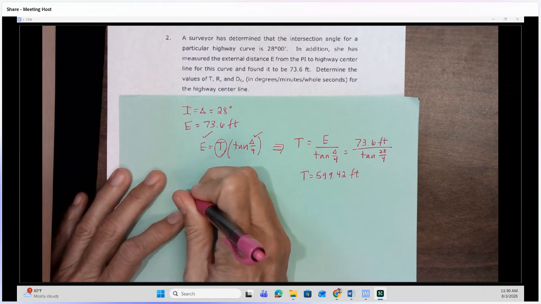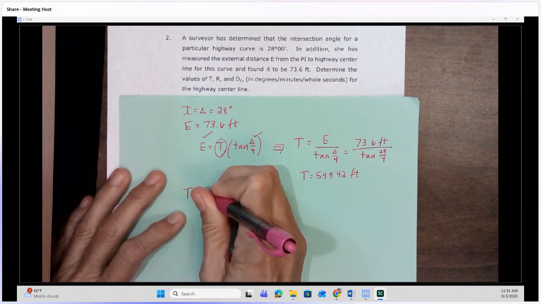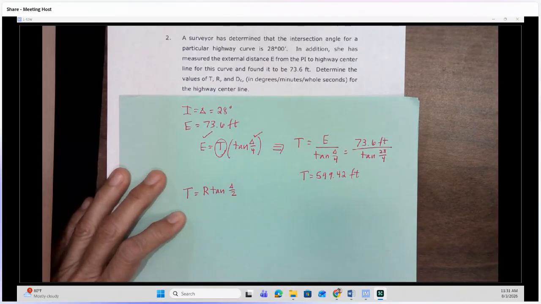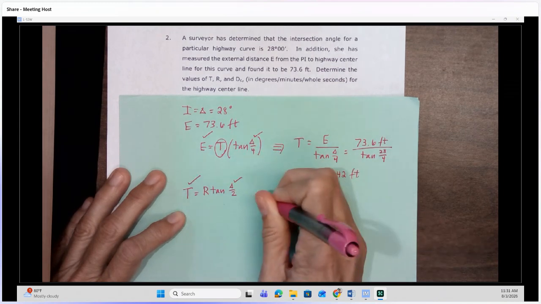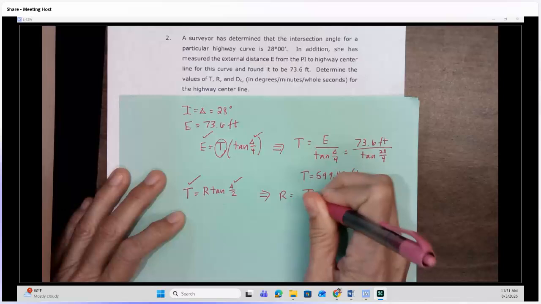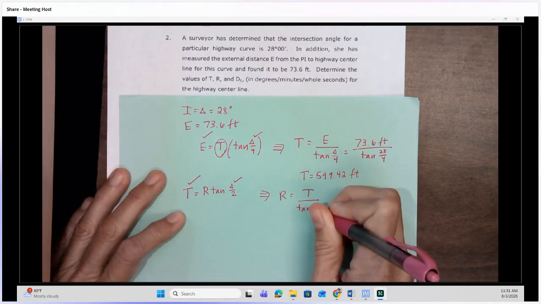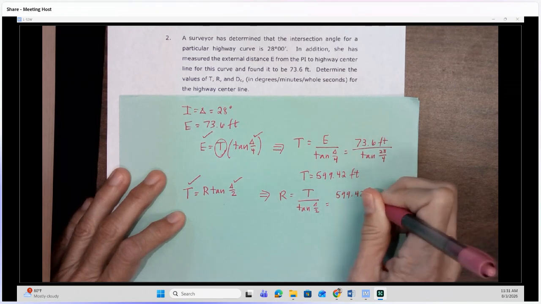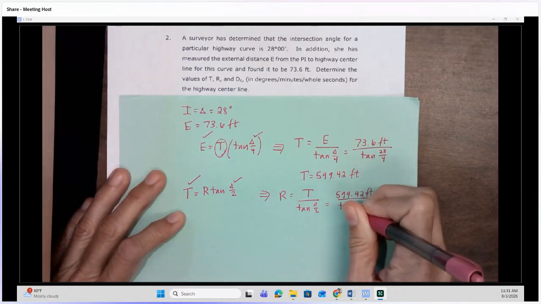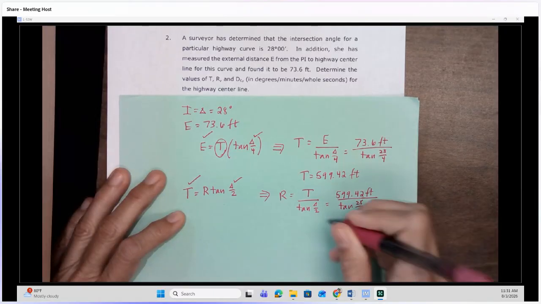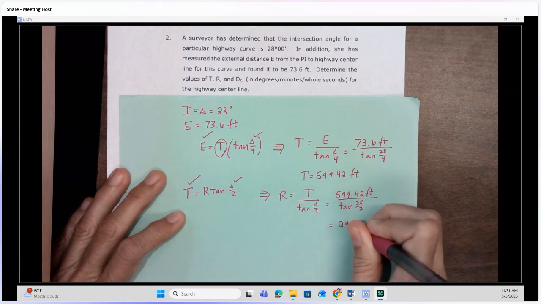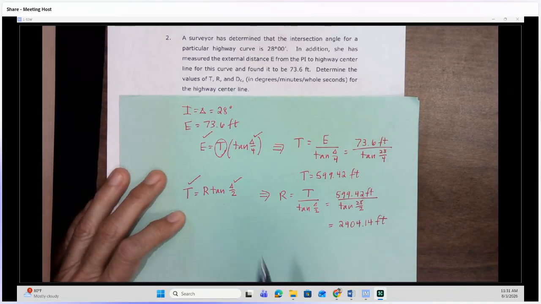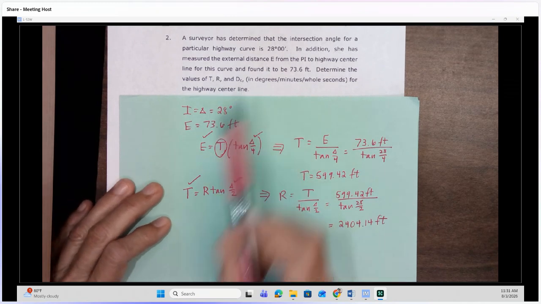And now we can take that information and solve for our radius. Again, back solve using our formula. For our formula here, tangent equals radius times tangent of delta over 2. So now I know tangent, I know delta, so I'll rewrite this to solve for radius. So radius is going to be tangent divided by tangent of delta over 2. Using the value I got above, 599.42 feet for the tangent, and divide that by the tangent of 28 over 2. And so that radius becomes 2404.14 feet.